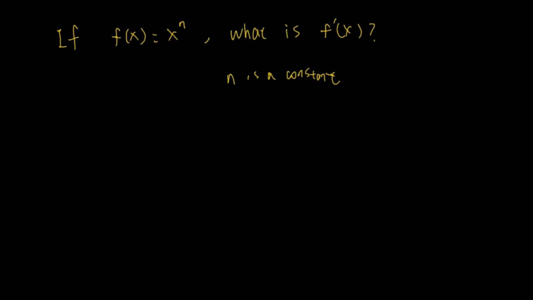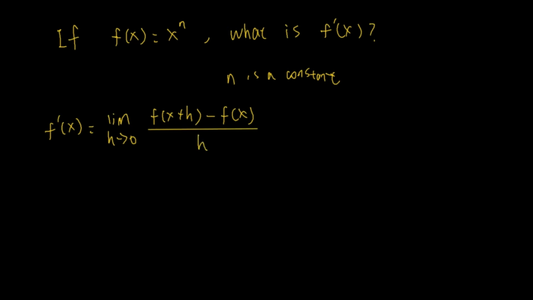Okay, so first of all, to do this, we need the first definition of derivative, which we know is f prime at x equals the limit as h approaches 0 of f at x plus h minus f at x, all divided by h. So we know that this is the first definition of derivative. In this case, what is f at x here? Well, f at x is x to the power of n. So what is f at x plus h?